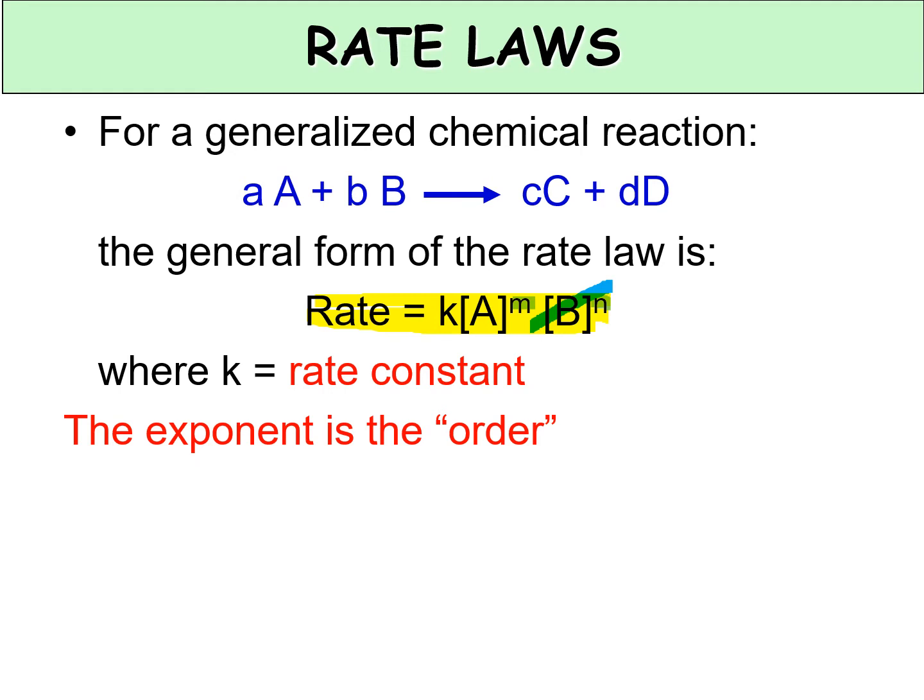So in general, k is the rate constant, and it has units that can be different depending on the circumstances. The exponents m and n are called orders. So we would say that the reaction is of m order with respect to A, and it's of n order with respect to B. And the overall total order of the reaction would be m plus n. So by summing up those two exponents, you get the total.